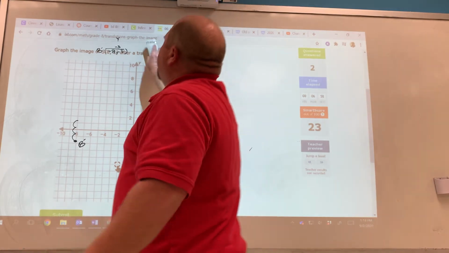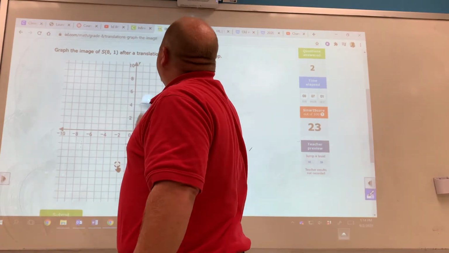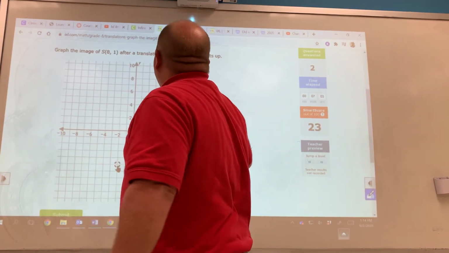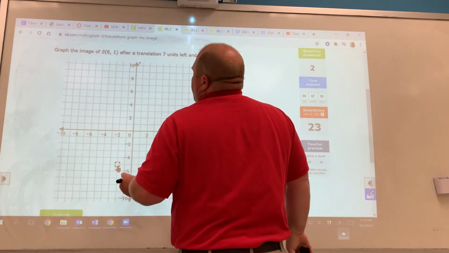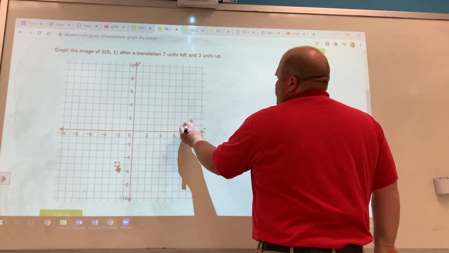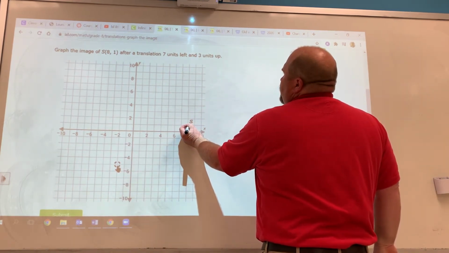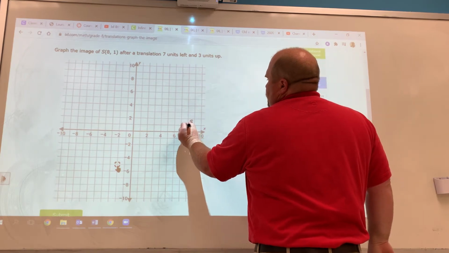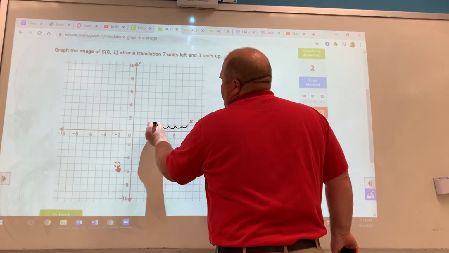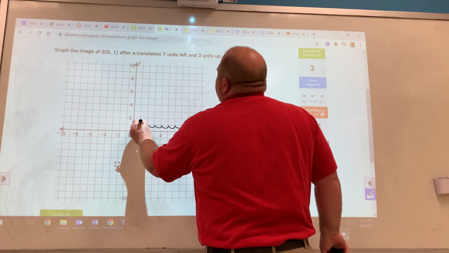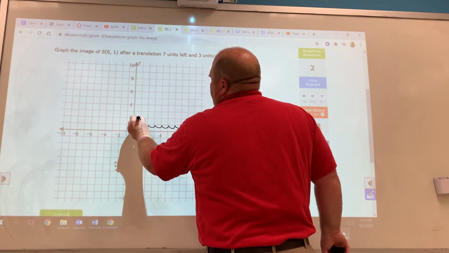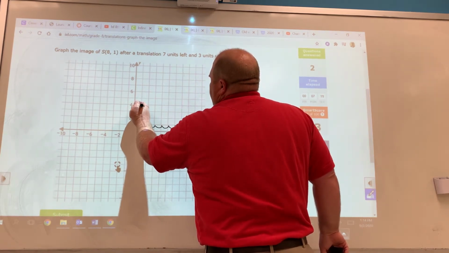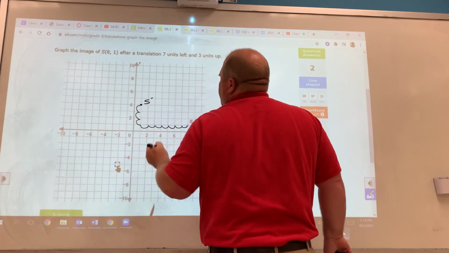Okay, now we're going to do 2 things. We're going to go 7 to the left and 3 units up from the original location of 8, 1. So starting right here at 8, 1, 7 units left. So 1, 2, 3, 4, 5, 6, 7. And then 3 units up, 1, 2, 3. It's going to put us right here at S prime.